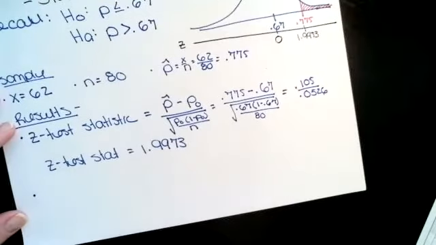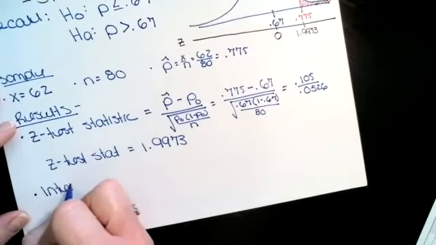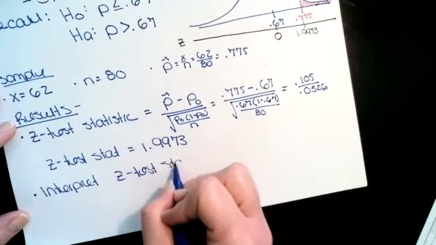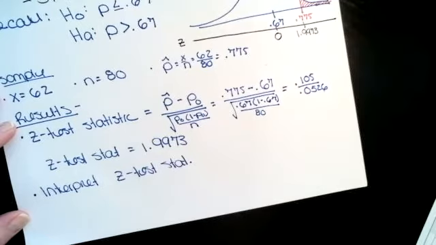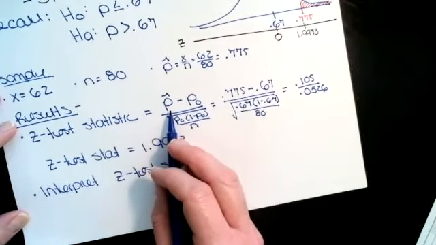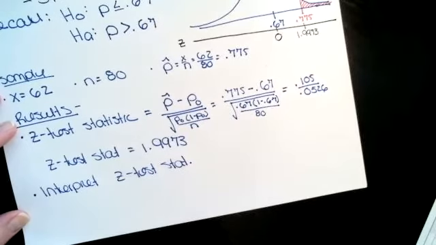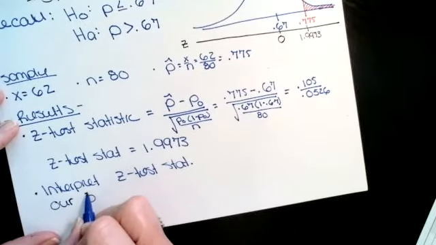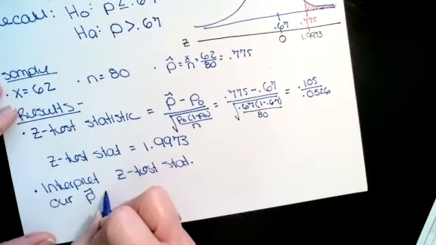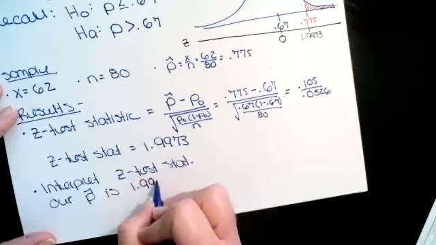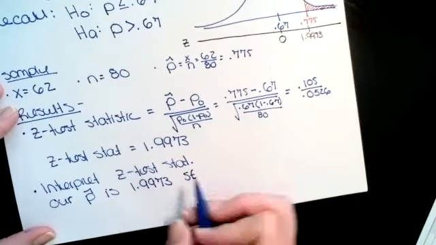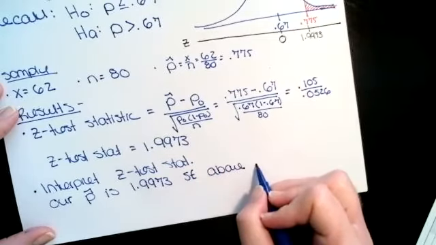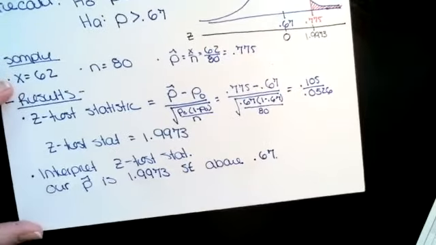So now I need to interpret this. So interpret the Z test statistic. And that's just saying that my sample proportion is this many standard errors away from the center. So I'm going to say our p hat, I'm going to kind of shorten it. Our p hat is 1.9973 standard errors. It's positive, right? It's a positive number above my center of 0.67. So it's like a quick little statement.